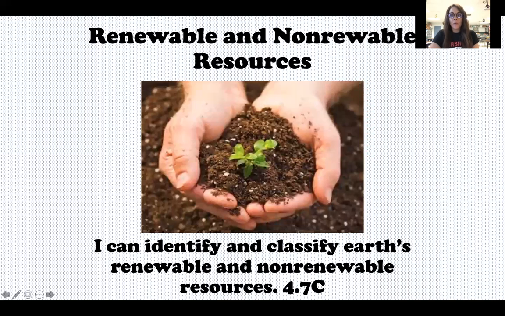So before the Thanksgiving break, we were talking about soil and all the different types of soil and their properties. We are going to continue talking about natural resources today. So we are going to be talking about something called renewable and non-renewable resources. So your target says I can identify and classify Earth's renewable and non-renewable resources.